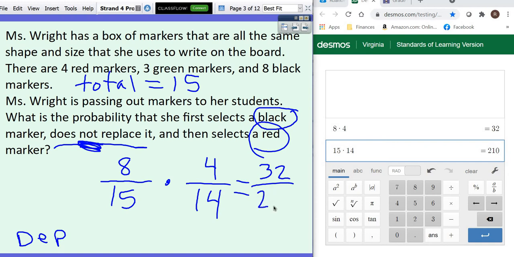Alrighty, that's 210. And then we're going to try to simplify. Just like we did last time, we take our top number, our numerator, and divide it by x. Then we take our denominator, our bottom number, and divide it by x. Then we take x equals, and we're going to start with 32, because that is our numerator. So we're going to go down and try 31.